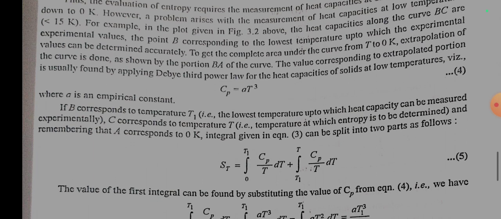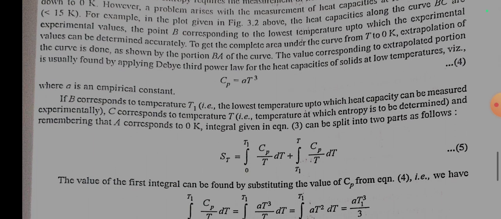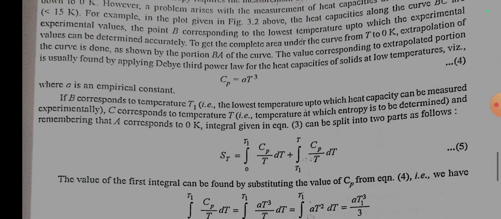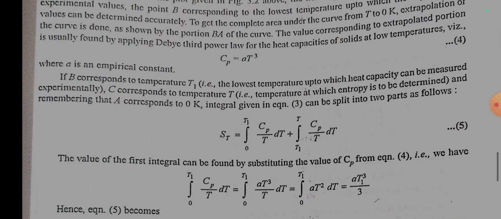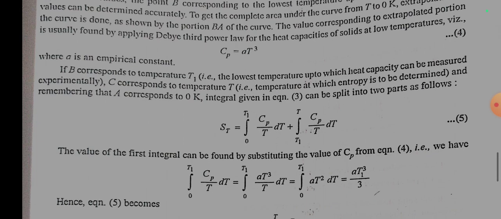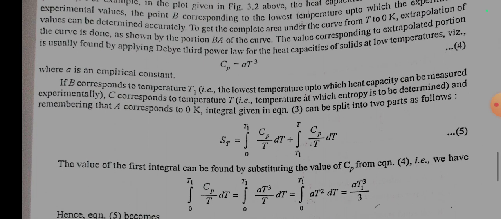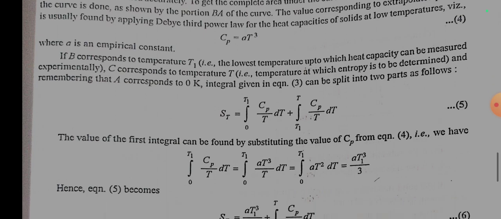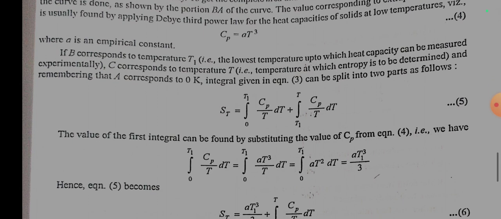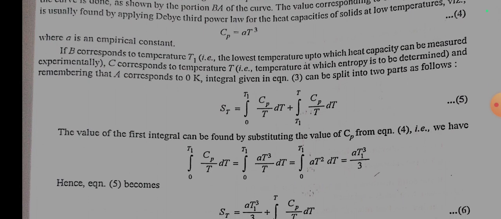To get the complete area under the curve from T to 0 Kelvin, extrapolation of the curve is done, as shown by the portion AB of the curve. The values corresponding to the extrapolated portion are usually found by applying the Debye T-cube law for the heat capacities of solids at low temperature, where Cp is equal to AT cubed, where A is an empirical constant.